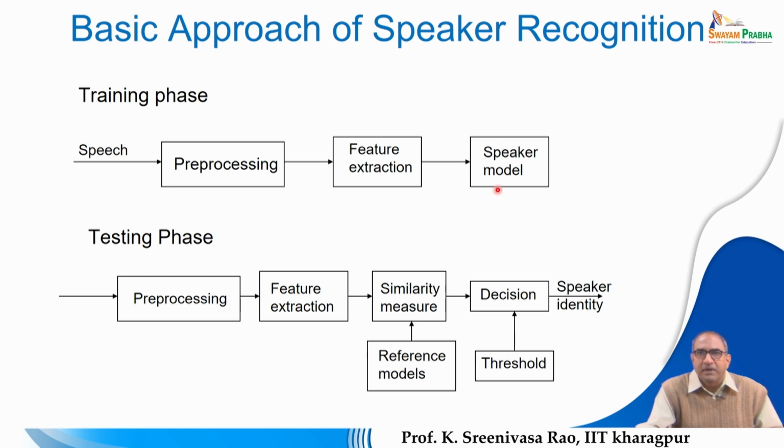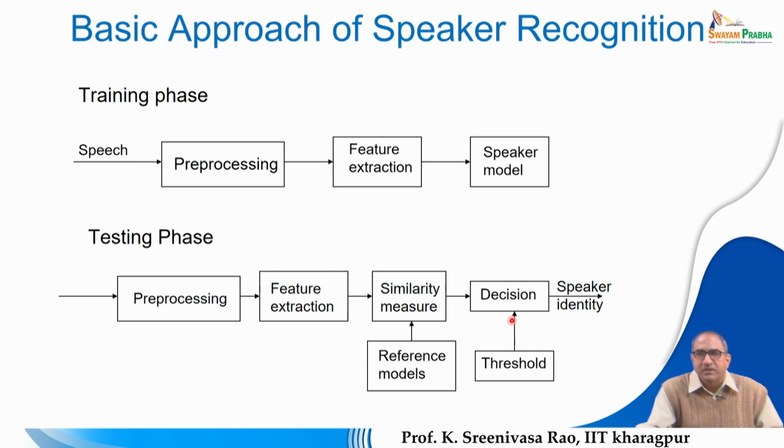And here the speaker models can be built with either GMM models or neural network models. Any of the models that we have discussed, even HMMs, can be used for building the speaker model. And once the models are built in the training phase, those models can be used for testing or evaluation purposes. Here we use a similarity measure, and based on that we can identify who has spoken that. And the last block, the decision with the threshold, is used for the speaker verification task.